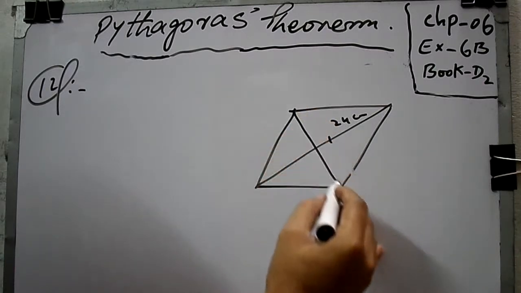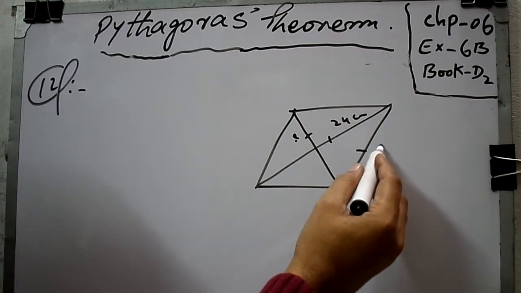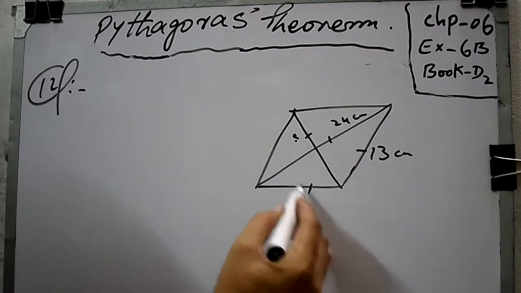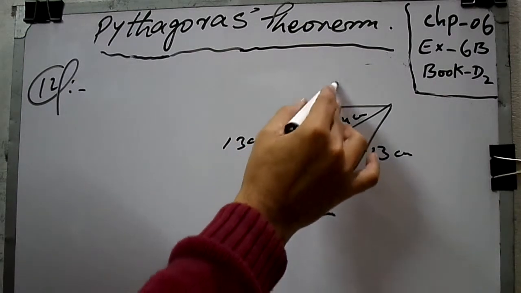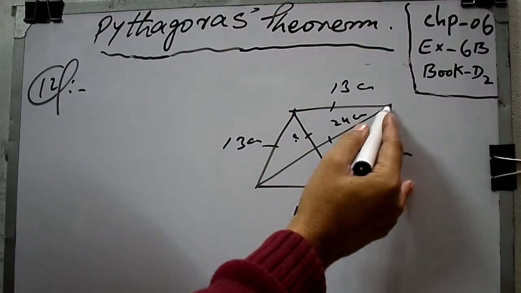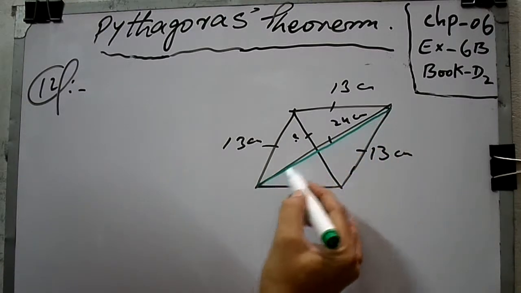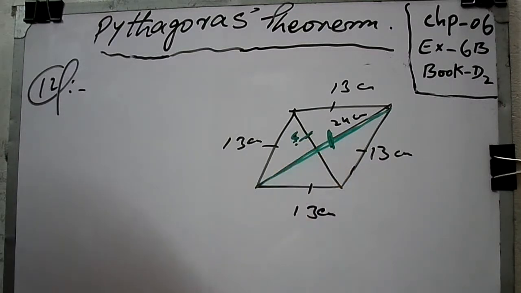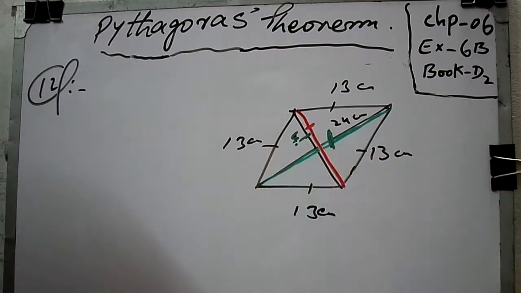So we have to find this one. If each side is 13 centimeter, it means this side is also 13 centimeter, this is also 13 centimeter, this is also 13 centimeter. One diagonal that is given to you is 24, but we have to find this diagonal. We have to find the value of this side.